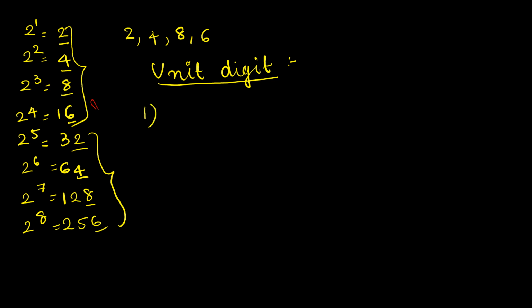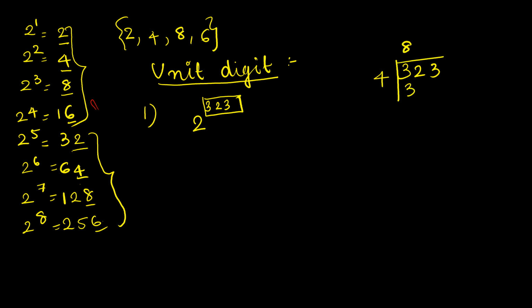Find the unit digit of 2 raised to 323. We know that 2, 4, 8, 6 repeat after every 4 interval. So what we have to do is divide this power by 4, because these numbers are repeated after an interval of 4 numbers. Therefore divide 323 by 4. What will we get? 80 4s are 320 and the remainder will be 3. See this remainder.